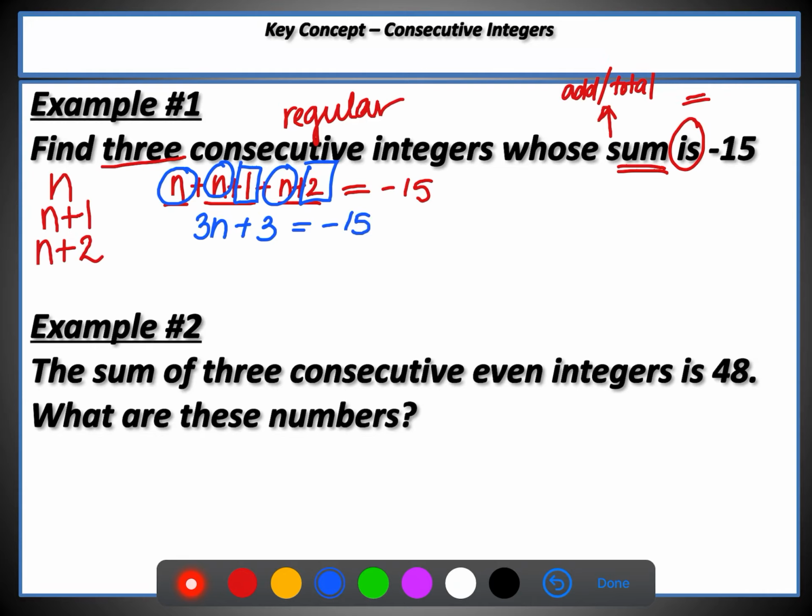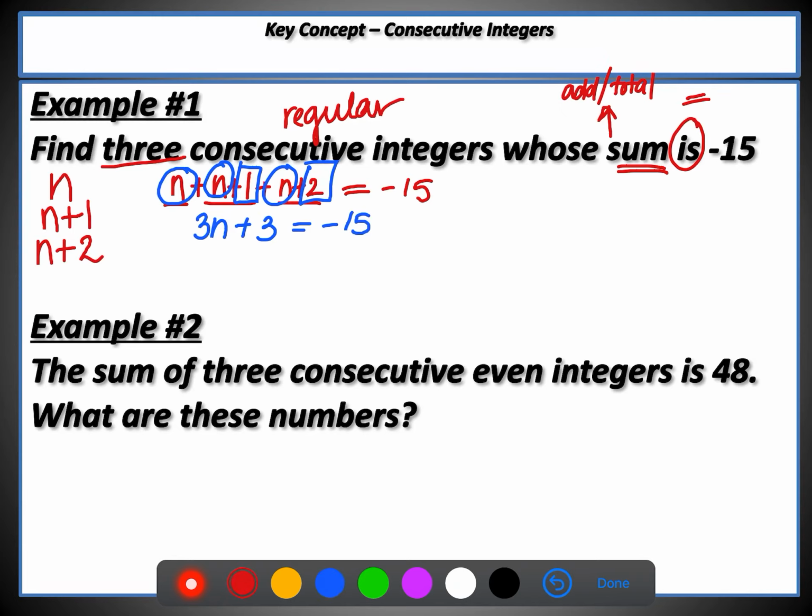Take a second and pause if you need to, and just digest what we just did with our notation here. You always start with your first integer as n, and then you determine, are they talking evens and odds, or are they talking regular? Then the next is n plus 1, and then n plus 2. The other thing we probably should have mentioned earlier: remember, integers are whole numbers. That means no decimals, no fractions. So when you get your final answer, aside from going back and checking it in your equation, we also know that it is going to be correct if you get a whole number.